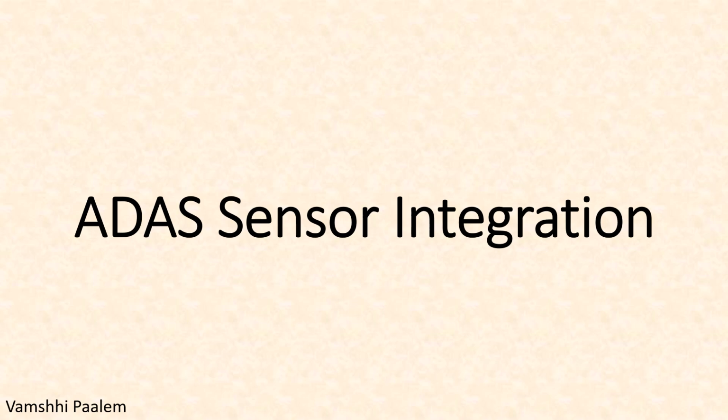Hello everybody. In this module, we will cover one more important topic, ADAS sensor integration. Advanced driver assistance systems rely on a suite of sensors that work together to perceive the vehicle's surroundings, process data and enable features like adaptive cruise control, lane keeping assist, automatic emergency braking and more. The integration of these sensors into the vehicle involves hardware placement, data fusion and communication with the vehicle's control systems.